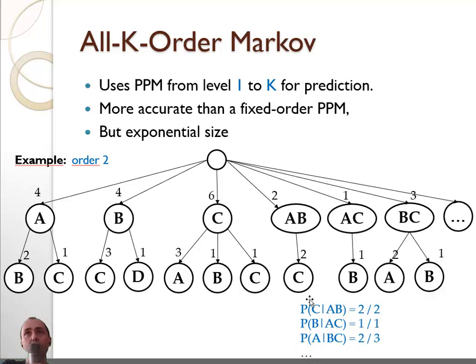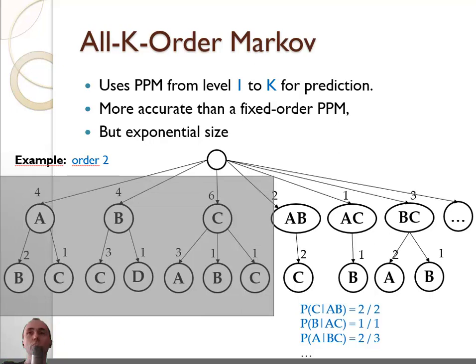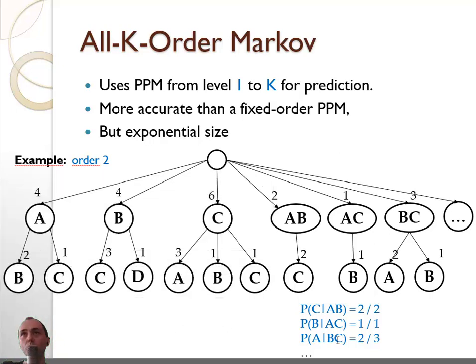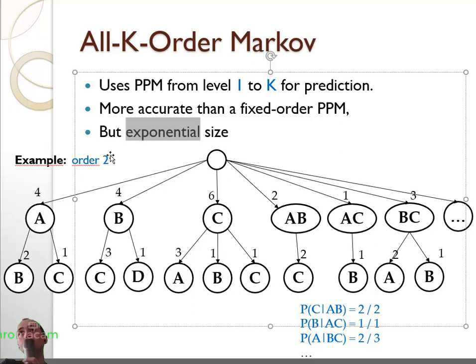If I cannot do predictions with 2 symbols, then I will use PPM order 1 to do the prediction. For example, if I want to predict what happens after AD, there's no AD in PPM order 2, so I will use D in PPM order 1 to do the prediction, and so on. One problem with this is that the size is exponential. If you use order K Markov, what we also call AKOM, order 5 or 10, there will be so many possibilities. This tree will become very, very big.